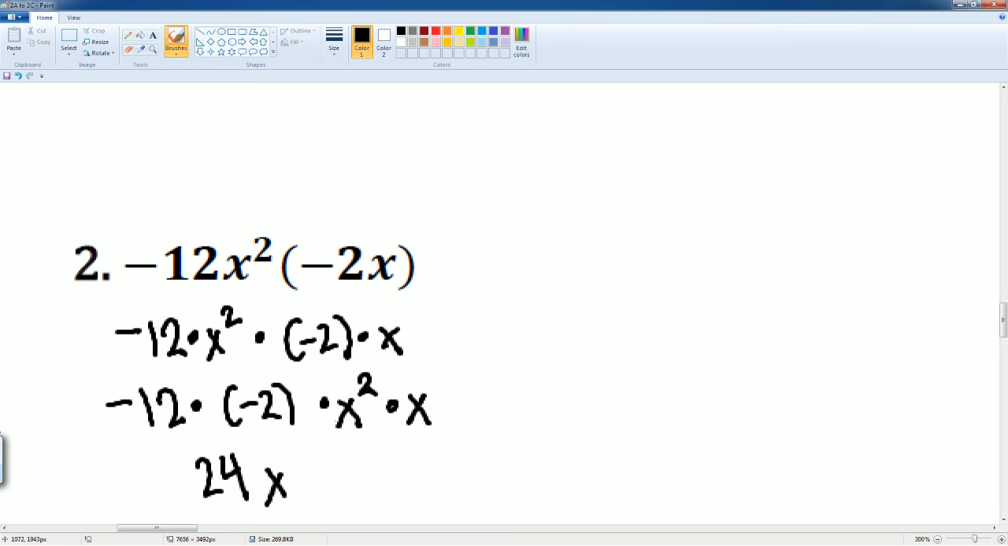Then we're going to multiply this to x. The exponent here is 2. The exponent here is 1, so we make sure we add them. 2 plus 1, it's just 3. So we can just write this is to the third power. So there you go. Here it is 24x cubed.